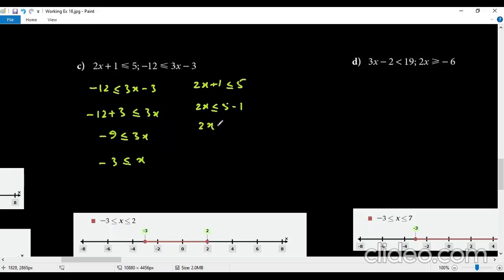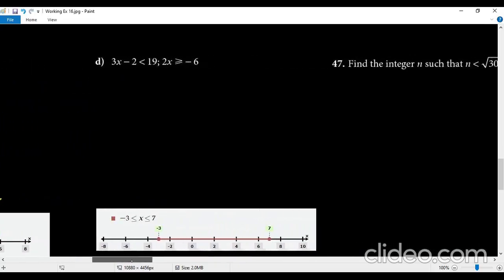Next part is 2x less than or equal to 5 minus 1. So 2x less than or equal to 4. That means x is less than or equal to 2. So on a number line you'll be representing, remember, since negative 3 and positive 2 both are included, because the equal sign is also there, in this case both the circles are going to be filled. Remember this, and the inequality answer I'm going to write is negative 3 less than or equal to x, and then x is less than or equal to 2. This is going to be your final answer, and this is how you're going to make a number line based on this inequality.